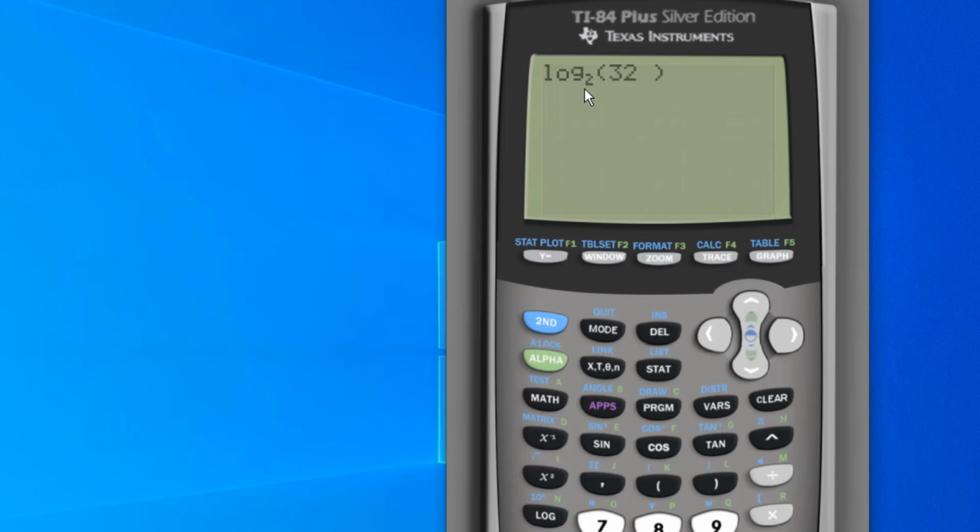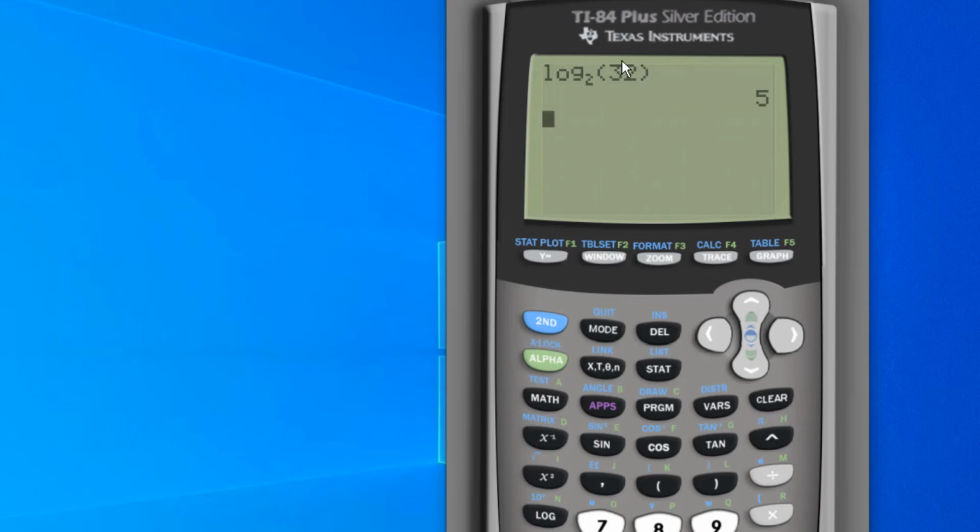Okay. To base 2, by definition, what we're asking for is 2 to what power is 32. Okay. So if I hit enter, the answer is 5. 2 to the 5th power is 32. Okay. So that's what that gives me right there.